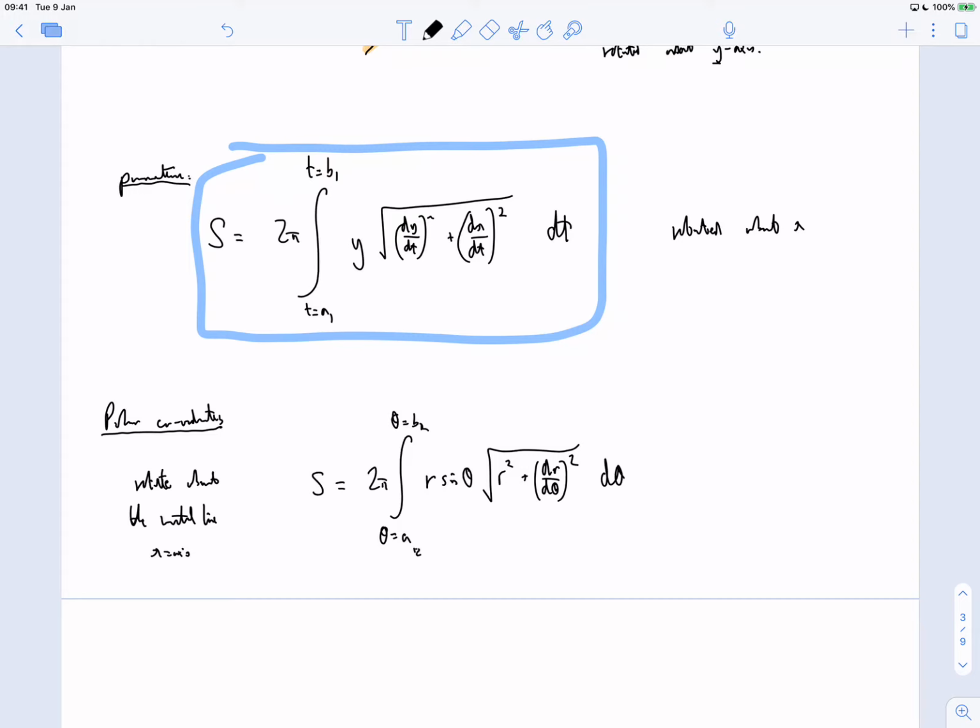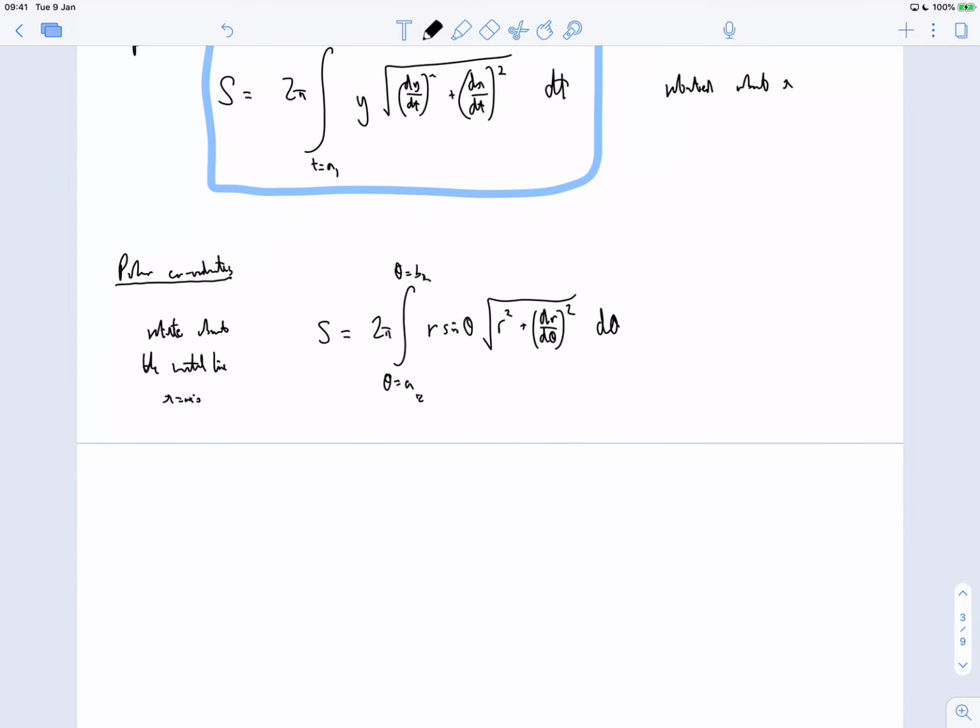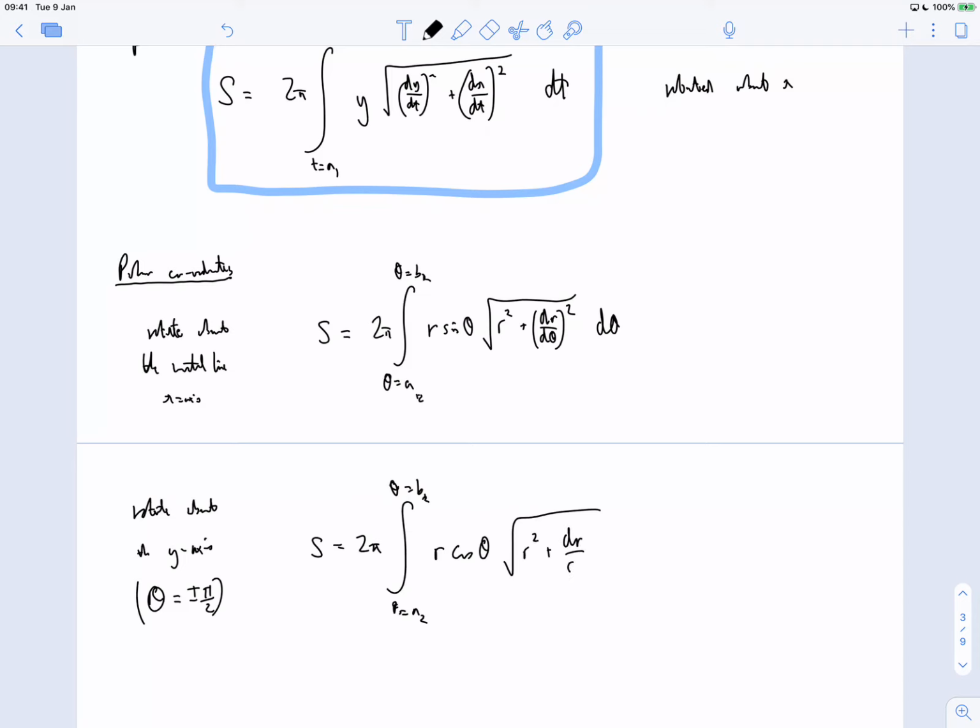Okay. And now, if you don't want to rotate it about the initial line, say you want to rotate it about the y-axis, which is also some line, let's say theta equals plus or minus pi over 2, right? Because the x and y-axis isn't really a thing in polar coordinates. Then it's the same deal, 2 pi, and this time your thetas are still between b2 and a2, but this time instead of r sine theta, it's r cosine theta. And this is r squared plus dr over d theta squared d theta. And there you go.